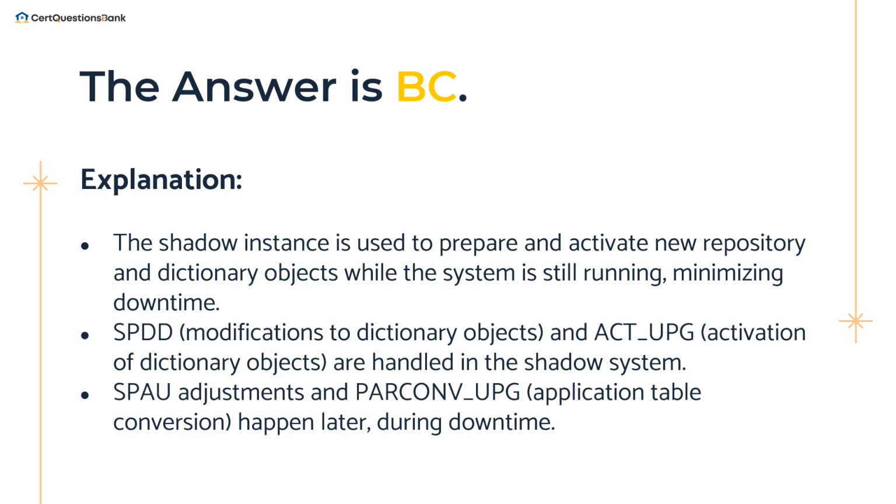The shadow instance is used to prepare and activate new repository and dictionary objects while the system is still running, minimizing downtime. SPDD, modifications to dictionary objects, and ACT_UPG, activation of dictionary objects, are handled in the shadow system. SPAU adjustments and PARC_UPG, application table conversion, happen later, during downtime.